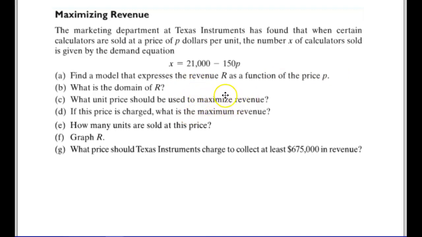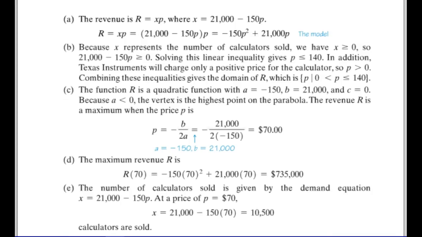Generally when we're building these models, we're looking for maximizing or minimizing, and that's always finding the vertex of my quadratic function. So we need to figure out what price I use to maximize, and then if that price is charged, what do I actually get in my revenue, and then how many units are sold. We're going to graph it, and then we're going to look at a system of equations here.